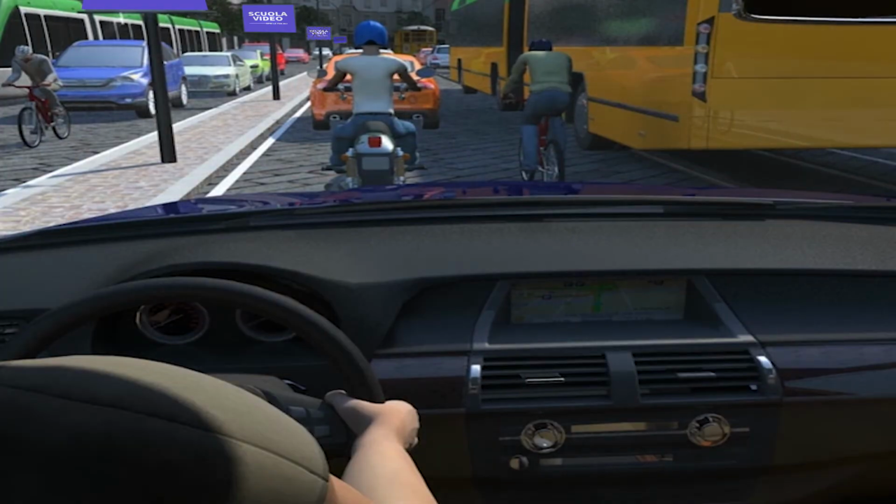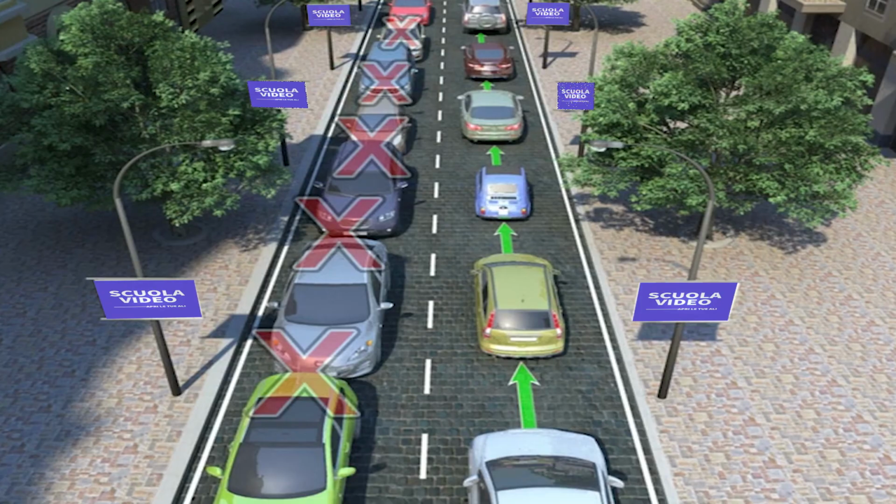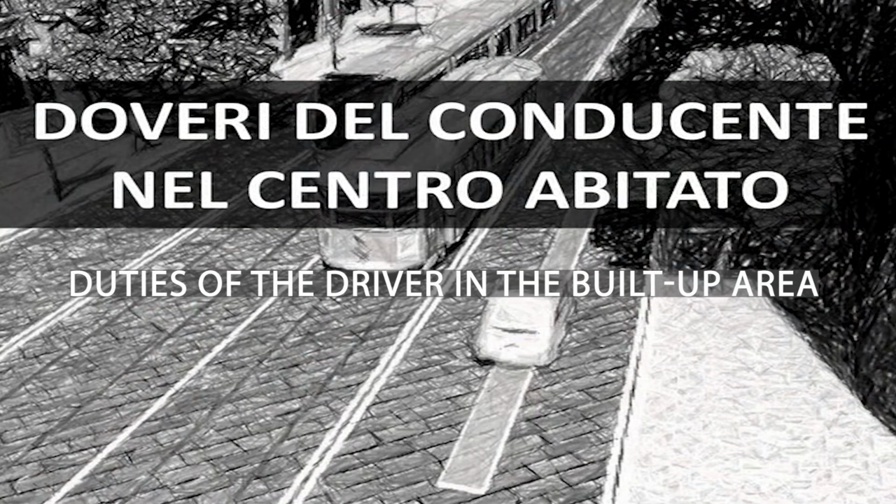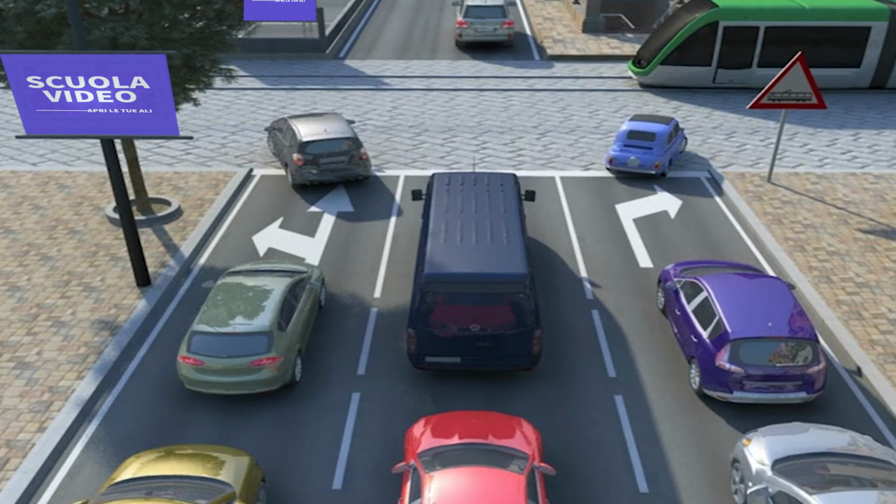When traveling in line with other vehicles, you must not limit yourself to observing only the vehicle in front, but you must also pay attention in the distance to check the traffic situation, avoiding moving to the center of the roadway and still maintaining a safe distance, even in heavy traffic. Doveri del conducente nel centro abitato. Duties of the driver in the built-up area.